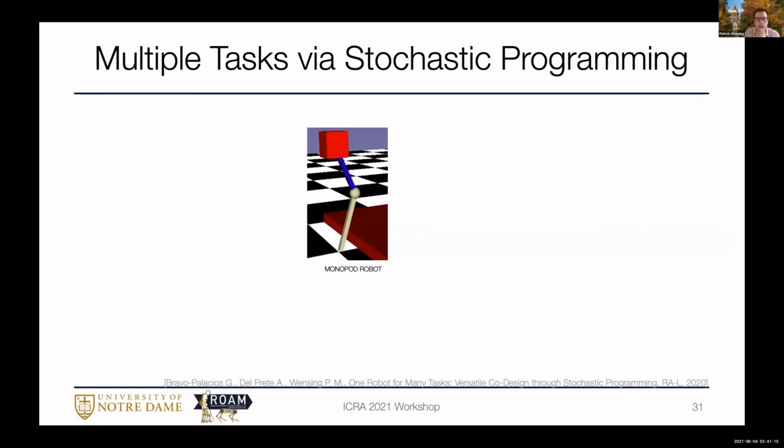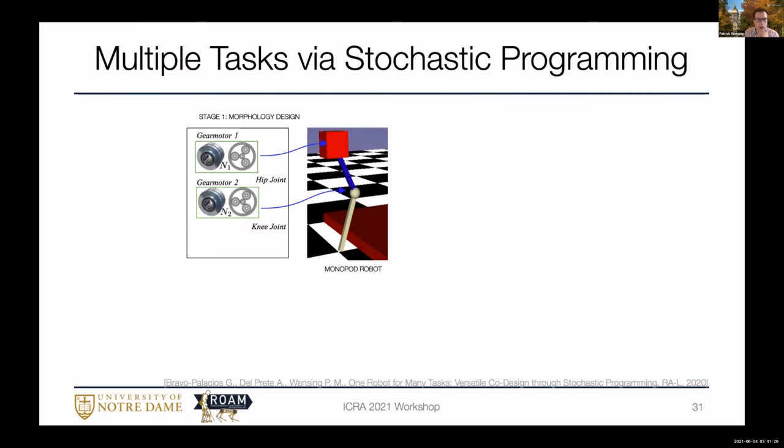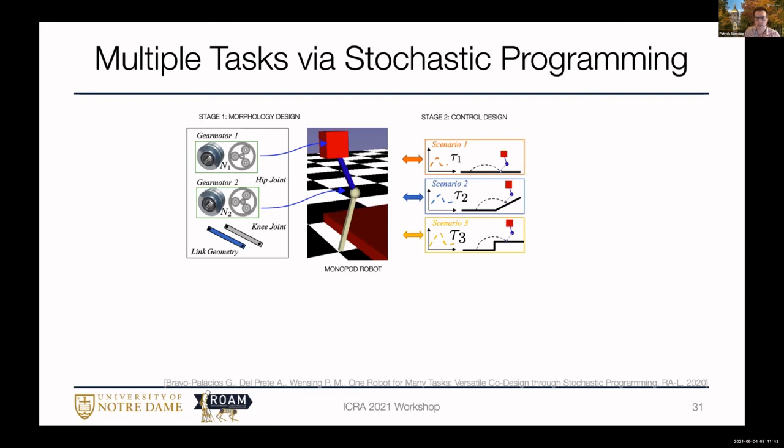And so we've been looking at how we can use some tools from an area of nonlinear programming called stochastic programming in order to design robots that are good at multiple different tasks. So we're going to optimize gear ratios and link geometry. These are what I'm going to call stage one decisions. They're things that we decide on first, and then they're fixed. After we make those decisions, we have subsequent decisions at another stage, where if the robot finds itself in a different scenario, it can use different control in each of those cases.